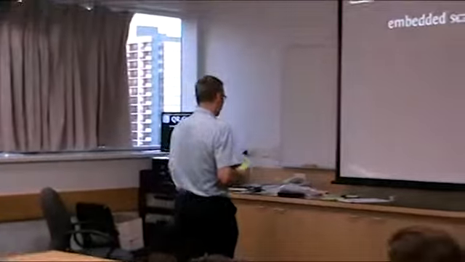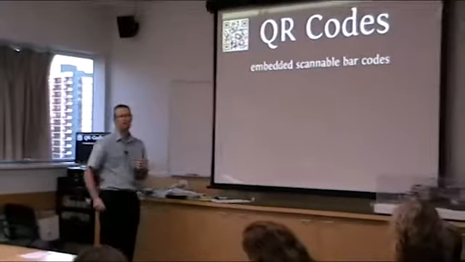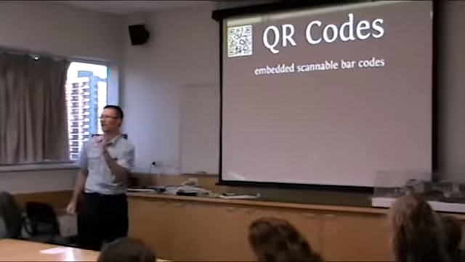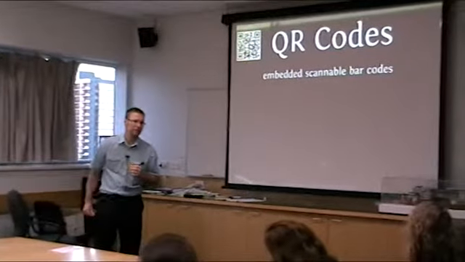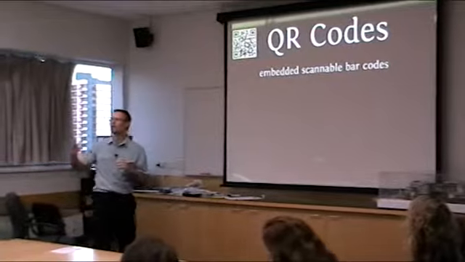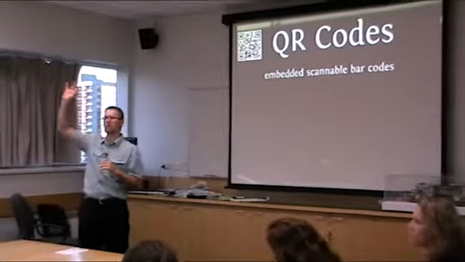You can think of the benefit here in the sense of, if I have a really long website, it's very hard to type into my phone. Whereas if I scan this, it will take me directly there. So it's an embedded scannable barcode. Within that code is text or a hyperlink or something. How many people have a QR reader or QR scanner on their phones?